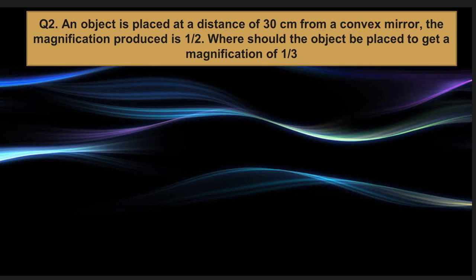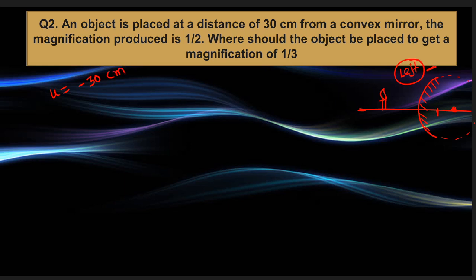An object is placed at a distance of 30 centimeter from the convex mirror. As I told you, whenever any situation comes, first draw it. So this is our convex mirror. We know for a convex mirror, this is the radius of curvature, this is the focal length, principal axis. Always the object has to be kept on the left side. So the object is here. Clear? 30 centimeter from the convex mirror. So u is, if it is on the left side, negative, minus 30 centimeter.